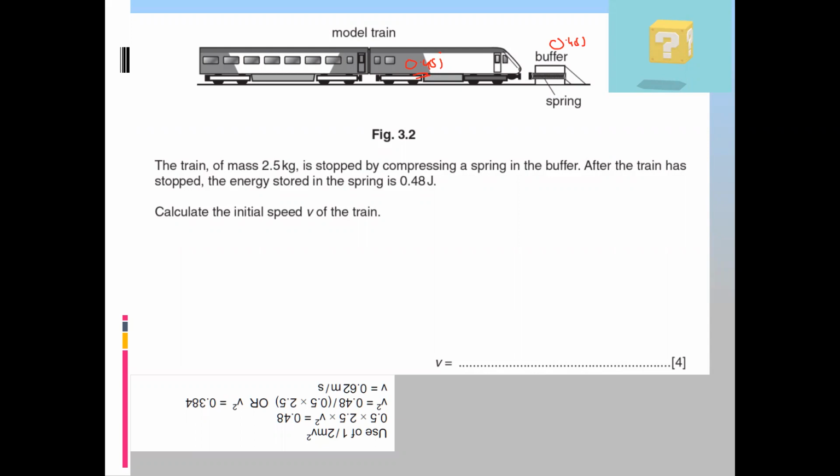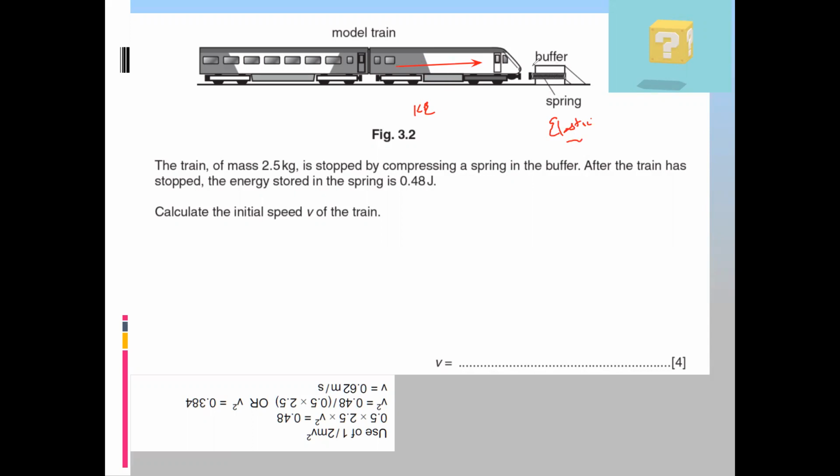So basically what happened, we assume in practice it is not true that all of the energy is transferred. Practically, some of the energy is transferred into other forms, like maybe sound. In this question, the train is moving, so it has kinetic energy. But when the train hits this buffer spring, the train will stop and the spring will compress. So the spring will have elastic energy.